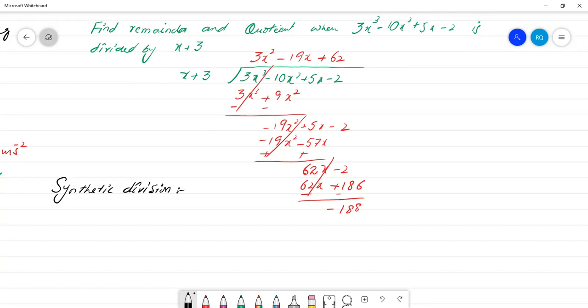The first method is called the long division method. But the long division method you can apply for every type of the question. That's why I focus on this method, long division method. It is applicable when divisor is linear.